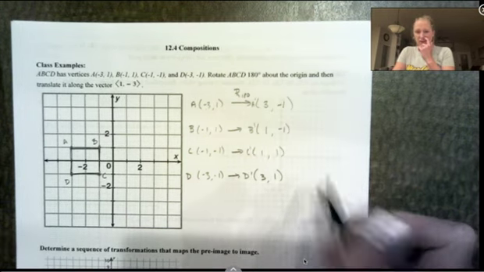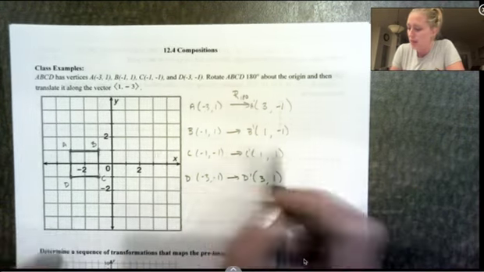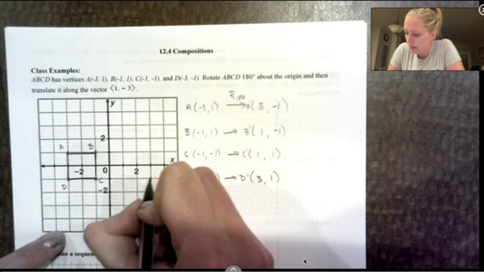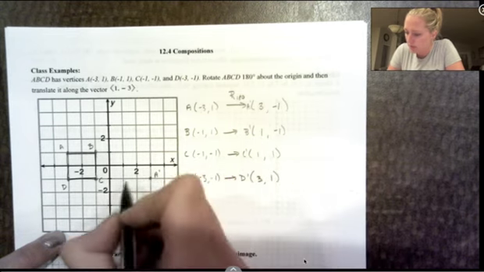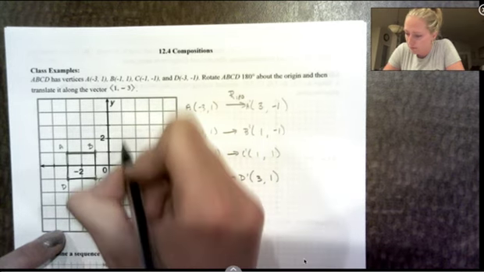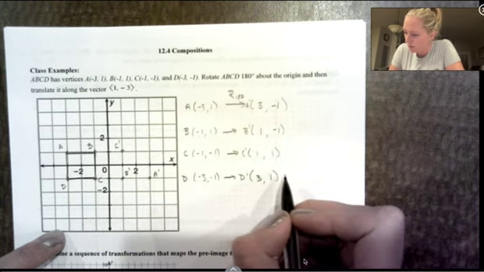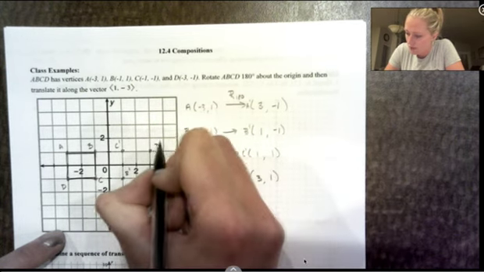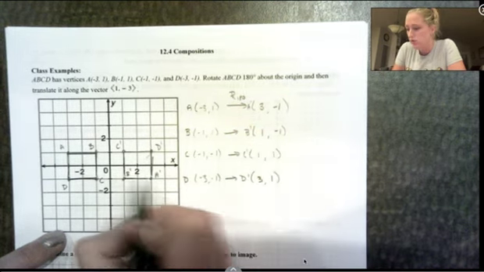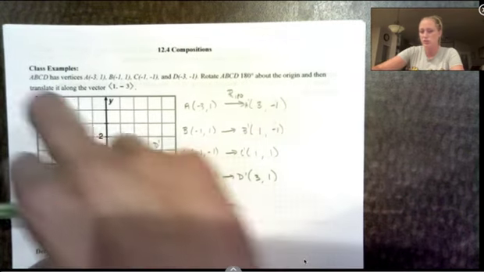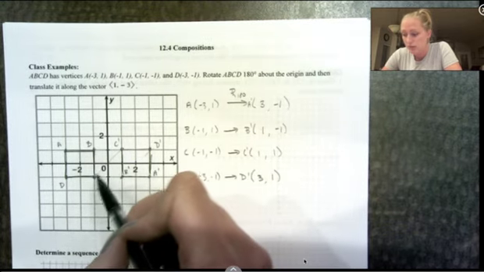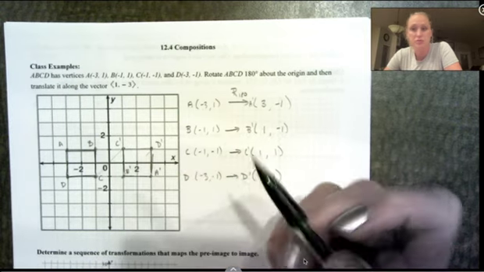Okay, so I'm going to graph A prime, B prime, C prime, D prime. A prime is at 3, negative 1. B prime is at 1, negative 1. C prime is at 1, 1. And D prime is at 3, 1. Here is our image, the halfway point. It has turned completely upside down, which is a good indicator of 180 degrees. If I connect C and C prime, they form a 180 degree angle through 0, 0. So it looks good to me.